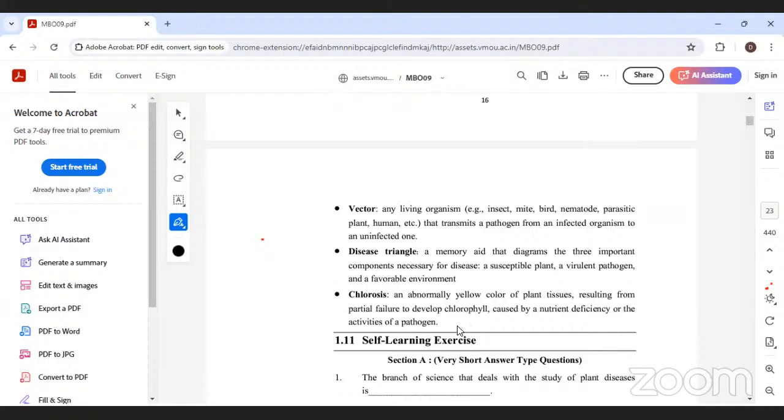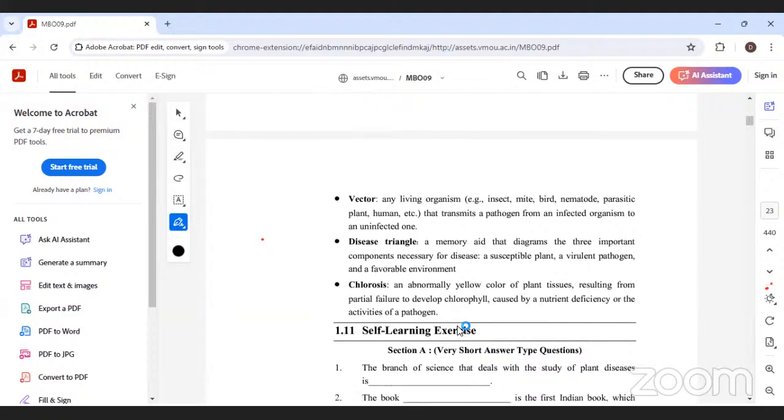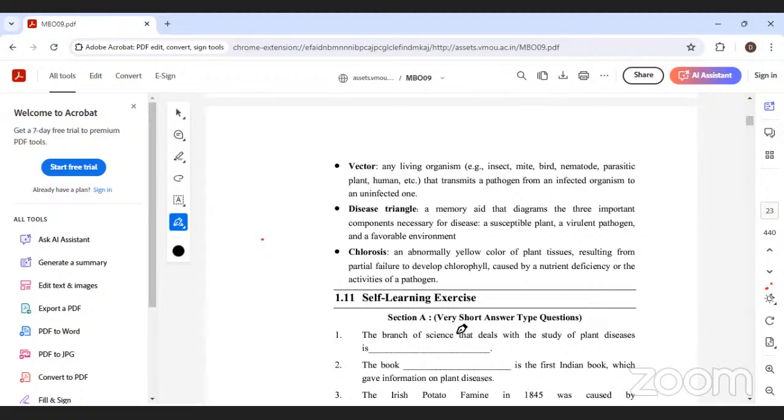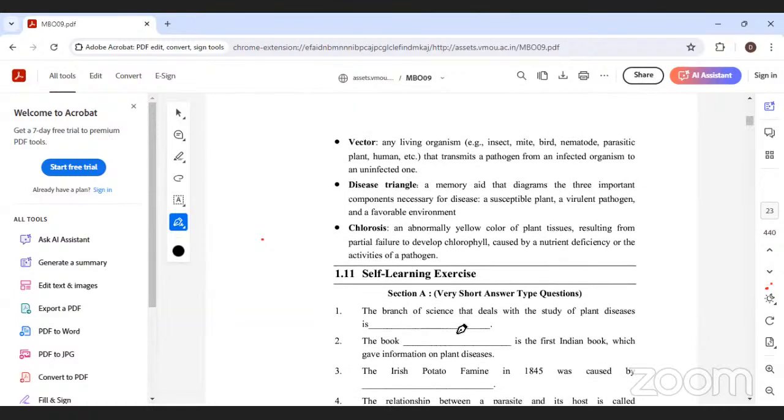Vectors: any living organism, for example insects, mites, birds, nematodes, plants, humans. These are the vectors that transmit a pathogen from an infected organism to an uninfected one.